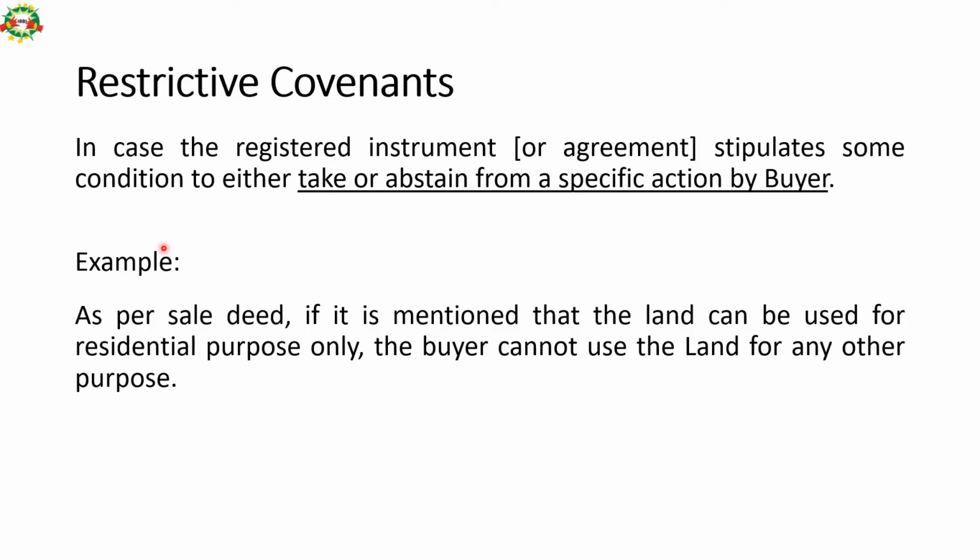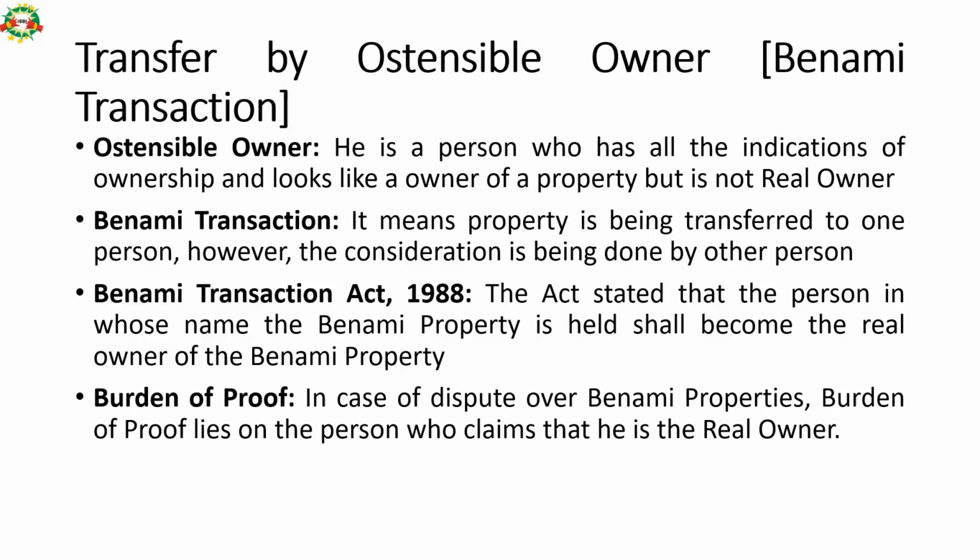Restrictive covenants. In case of a registered instrument or agreement, it stipulates some condition to either take or abstain from a specific action by the buyer. For example, as per the sale deed, if it is mentioned that the land can be used for residential purpose only, the buyer cannot use the land for any other purpose. It is a restrictive covenant.